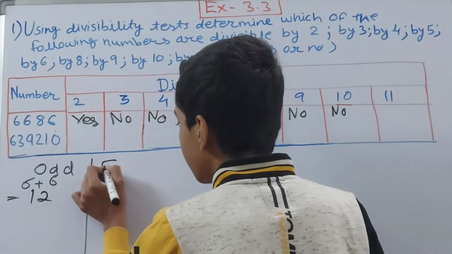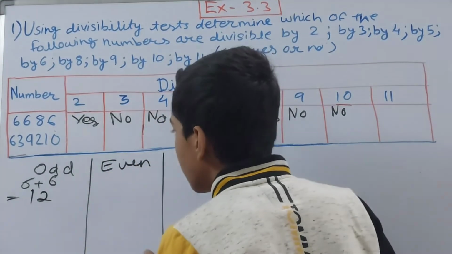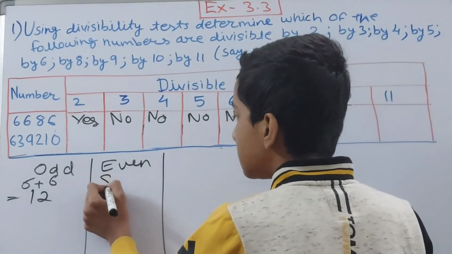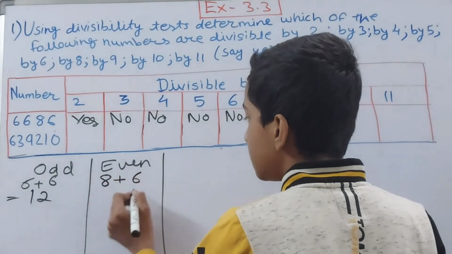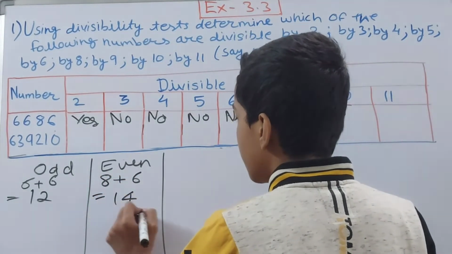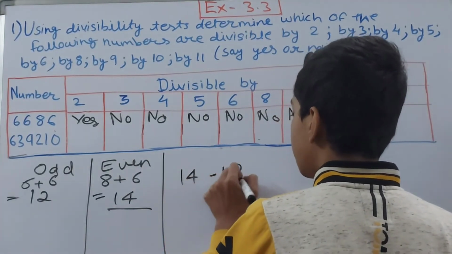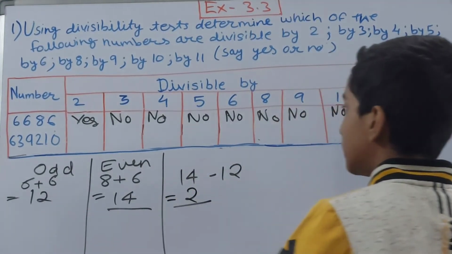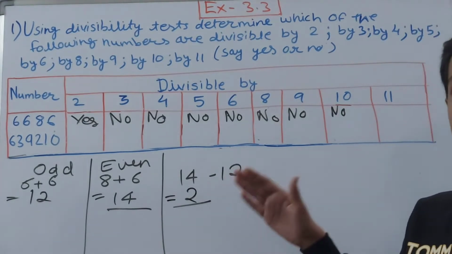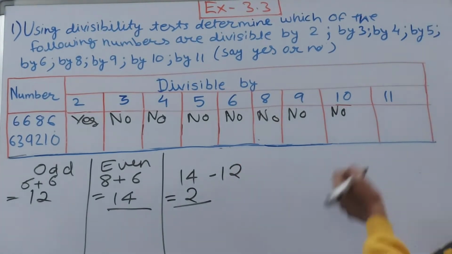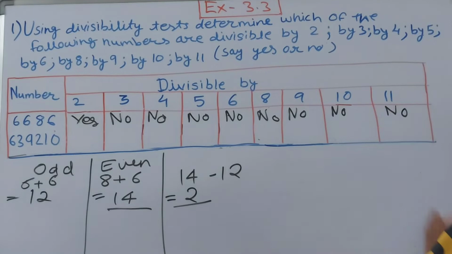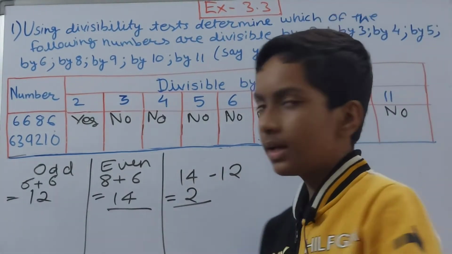For the even places, we have 8 at the tens place, skip one place, you will land at the thousands place. We have 6, that is going to be 14. Now find the difference, 14 minus 12, so we have 2 as our difference. 2 is not divisible by 11, so this whole number is not divisible by 11.